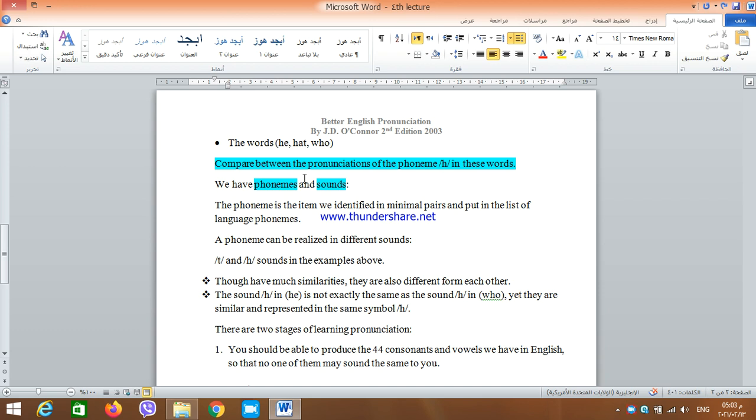He, had, who. In he, the tongue is almost high, while in had, the tongue is almost low inside the mouth. And with who, it's the same as with 2. We have rounding in the lips. So the ha we have here is not exactly the same as the ha we have here and the ha we have here. Not exactly, they are ha.